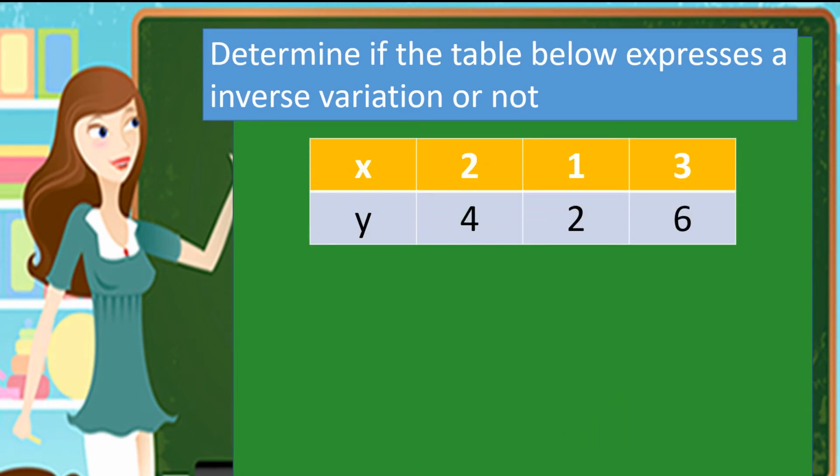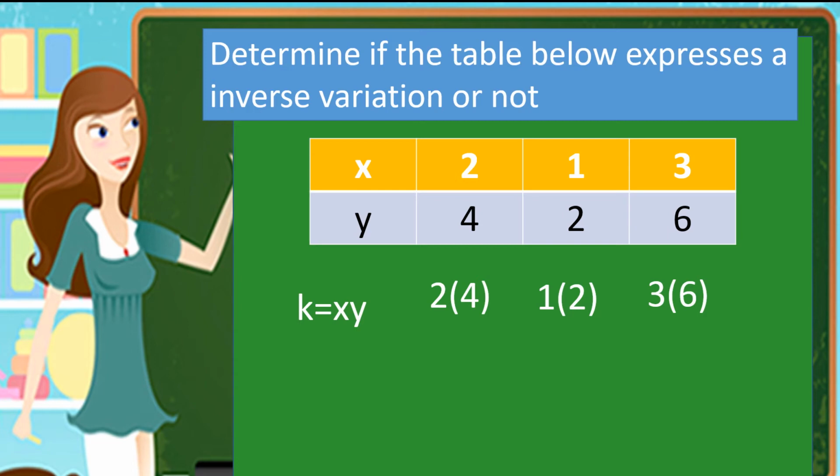So we have x as 2, 1, and 3, and y as 4, 2, and 6. So the same, ang gagamitin natin ay k is equal to x times y. So we have 2 times 4, 1 times 2, and 3 times 6. So kung mapapansin natin, yung 2 times 4 siya ay 8.